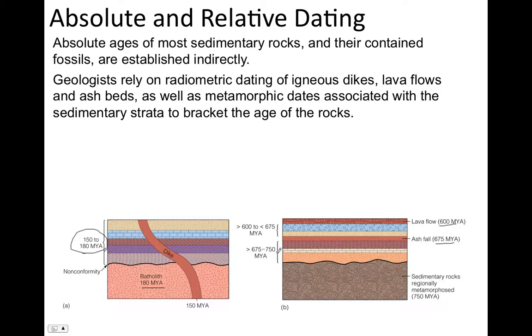So these sedimentary rocks here must be younger than the metamorphic rock below it, but older than the ash fall above it. So that puts them between 675 and 750 million years old. And these sedimentary rocks must be younger than the 675 million year old ash fall below them, but older than the 600 million year old lava flow on top of them, giving them an absolute age range of 600 to 675 million years old.